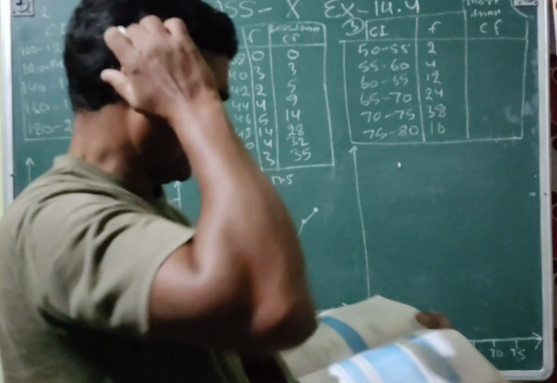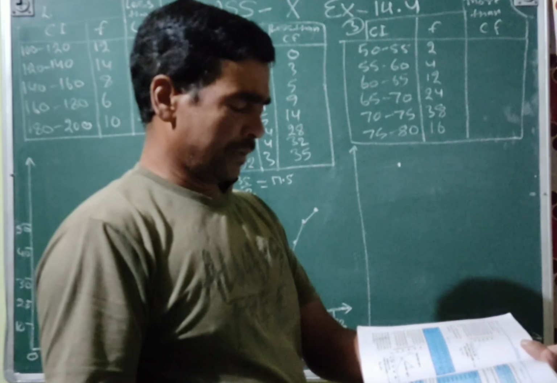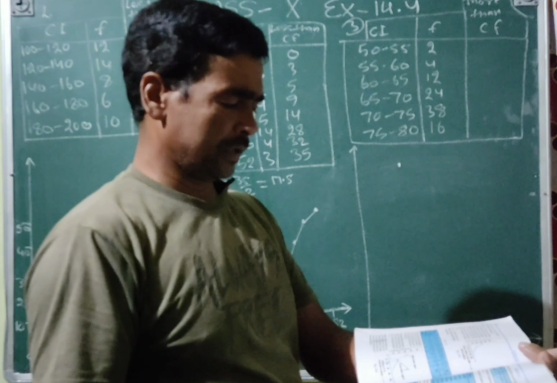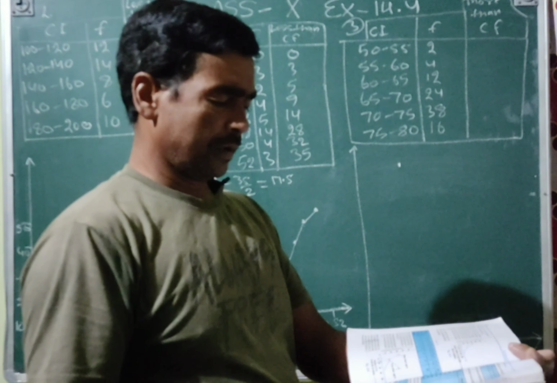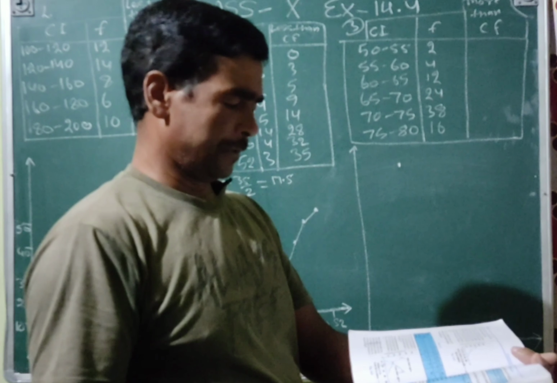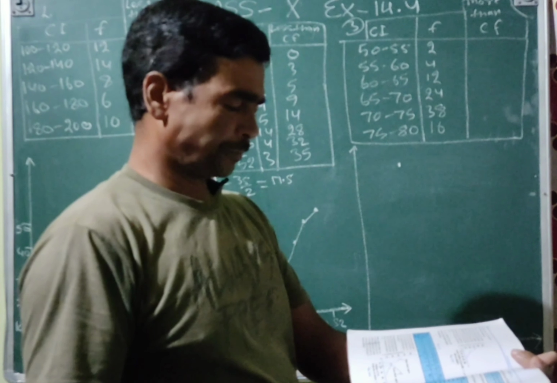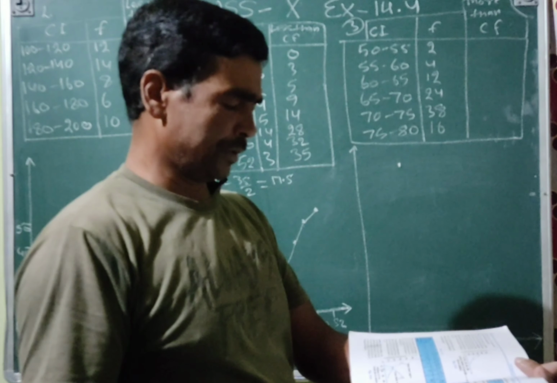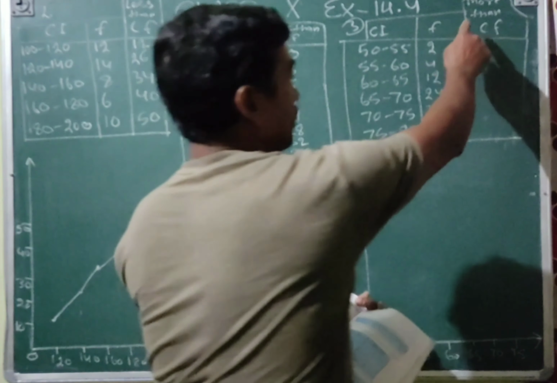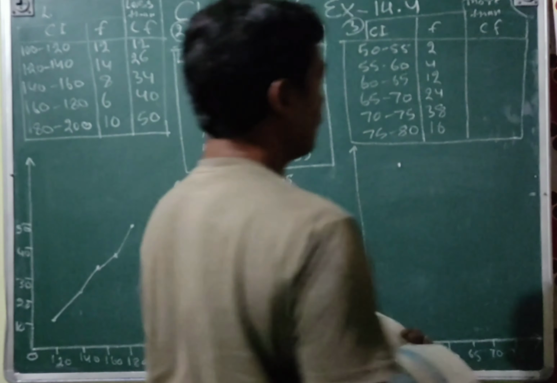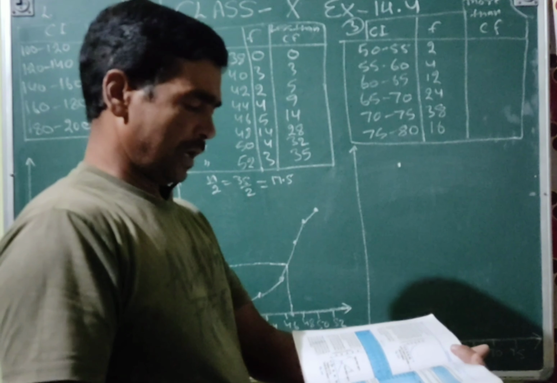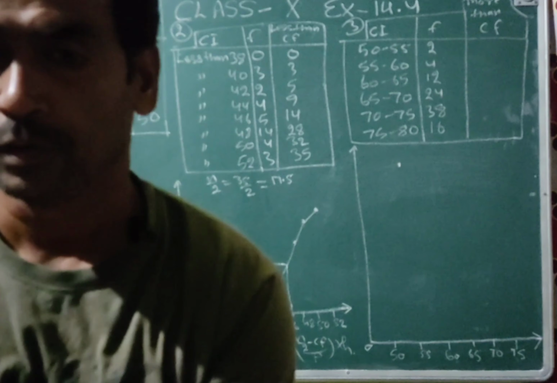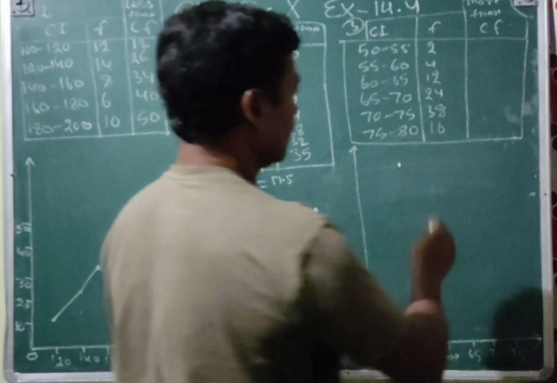And then the third question. The following table gives the production yield per hectare of wheat of 100 farms of a village. That table is given. Change the distribution table to a more than type ogive. So that is the more than type of CF. You will apply it here and then draw the graph also. So how will you do this?